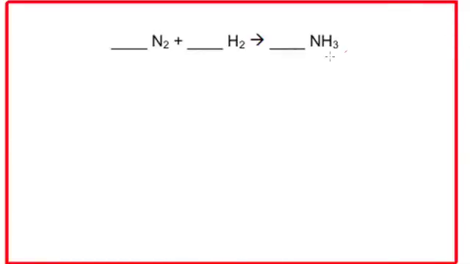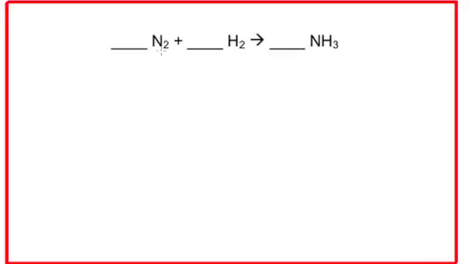Balancing chemical equations is very important. It has to obey the law of conservation of mass, which says that we can't create or destroy matter. We merely change the way that it's linked up, change the way that it looks, change its chemical properties. So in this example, we have nitrogen reacting with hydrogen to produce ammonia.